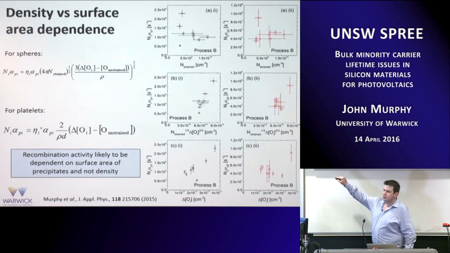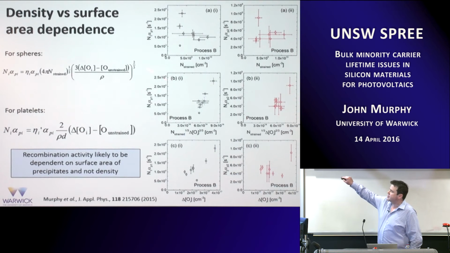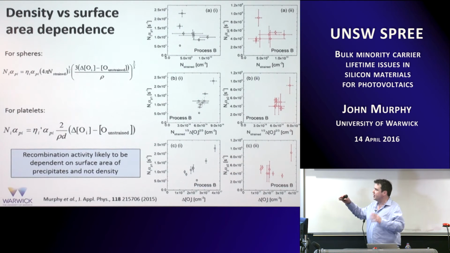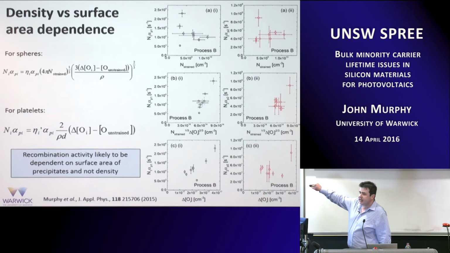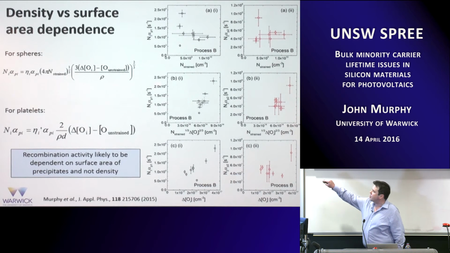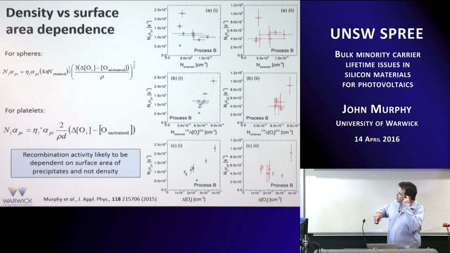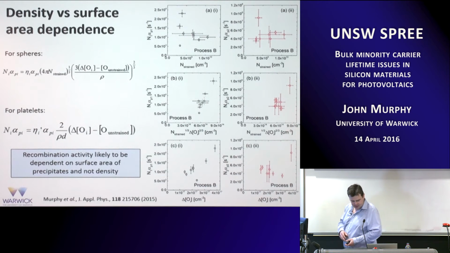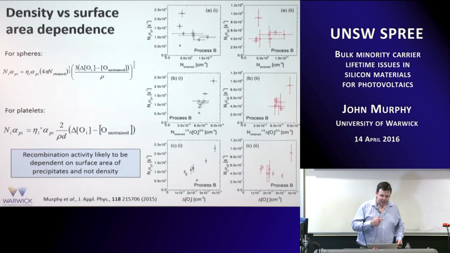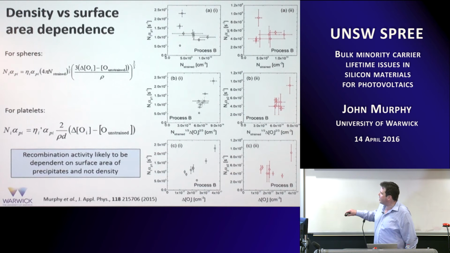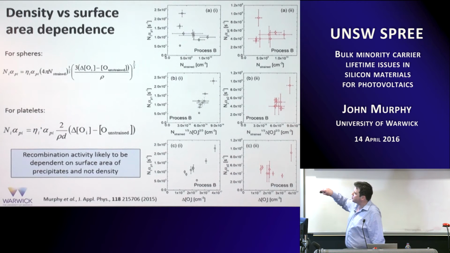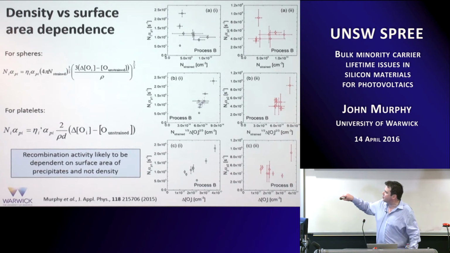So just doing a 4/3 pi r cubed argument, saying that the states are evenly distributed around a sphere or around a platelet, we can work out equations for the expected lifetime variation with IR loss data for the oxygen concentrations. And by doing this, we found a really good correlation with the surface area of either spheres or platelets. In fact, the correlation is pretty good in both cases.